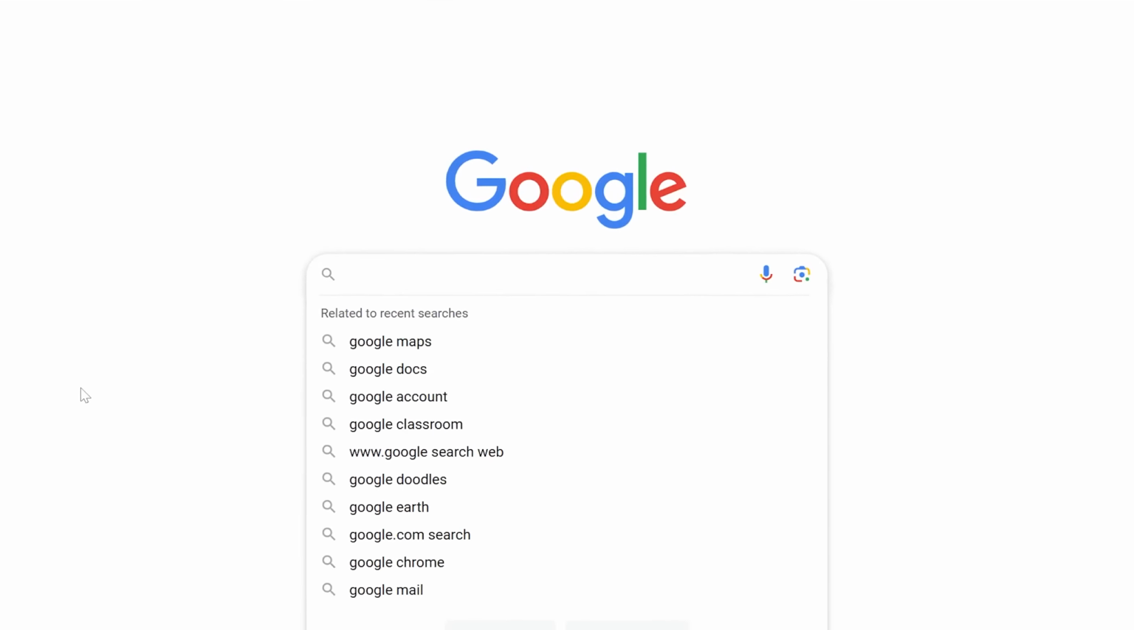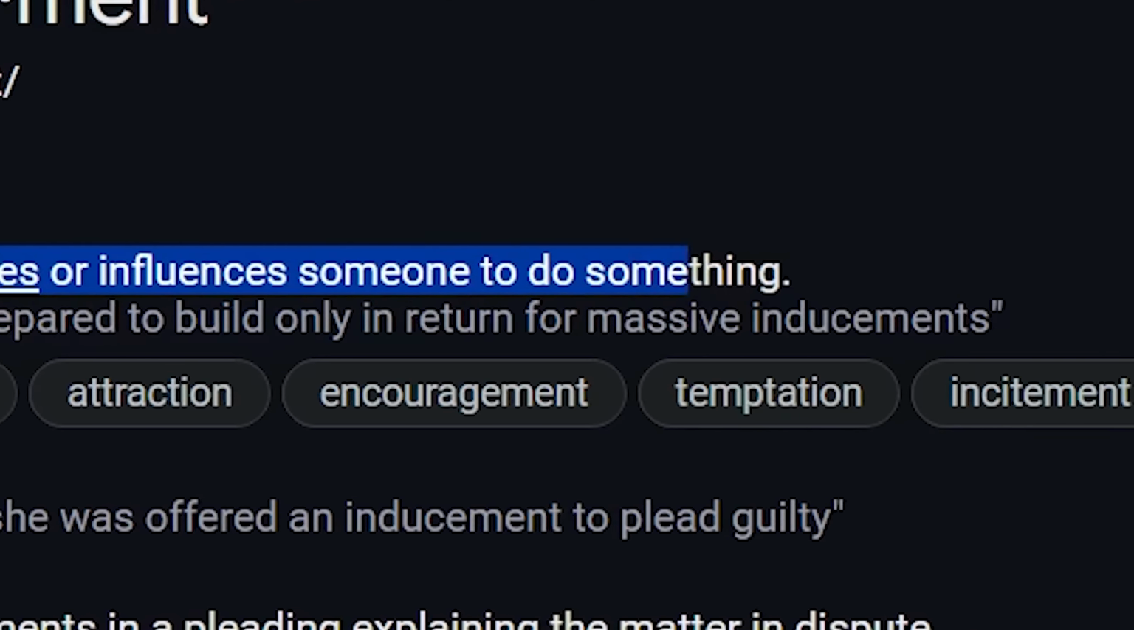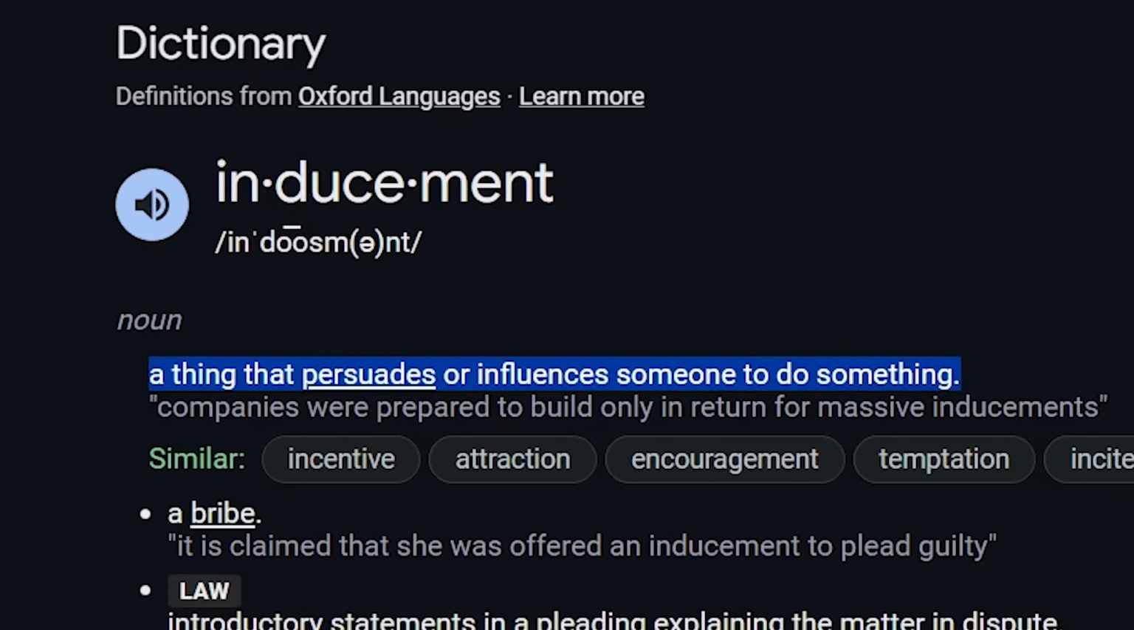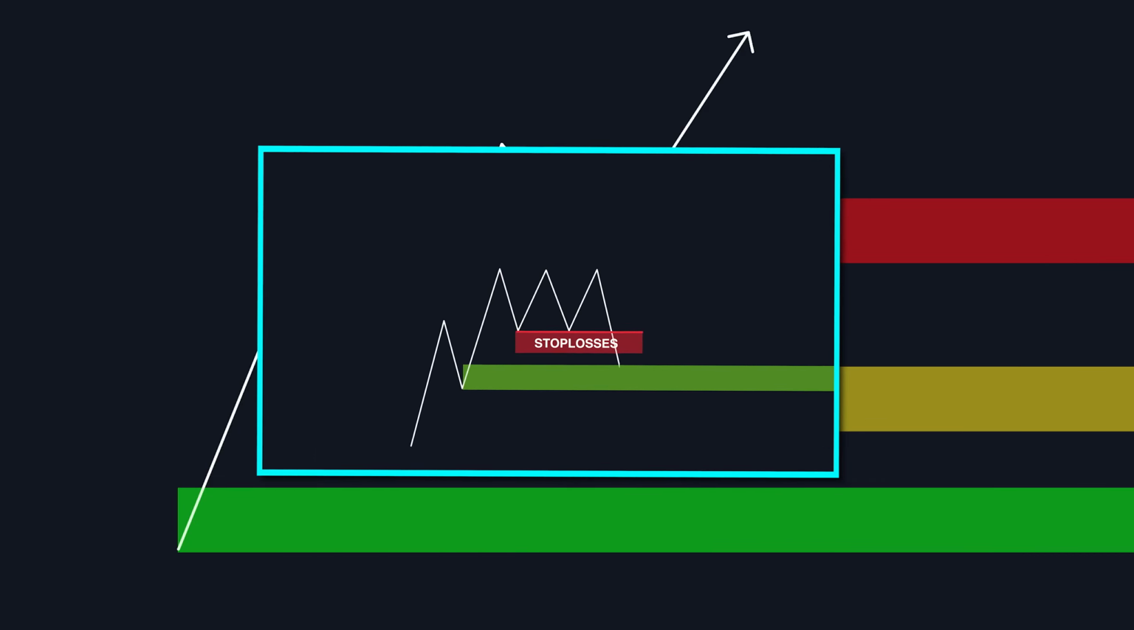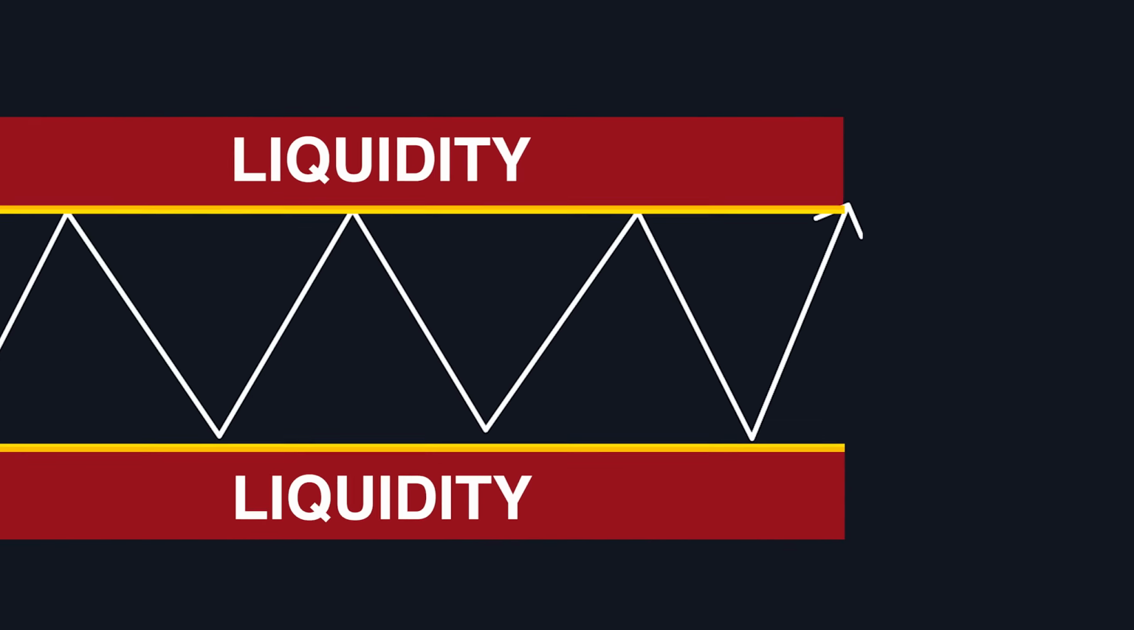If you go on Google and search the word inducement, you will find the definition: a thing that persuades or influences someone to do something. If we find inducement on our chart, it will raise the probability of finding the strongest zone. The easiest way to do that is by finding liquidity. The simplest form of liquidity is just equal highs or equal lows. Whenever there's equal lows like this, there will naturally be loads of stop losses below this level.